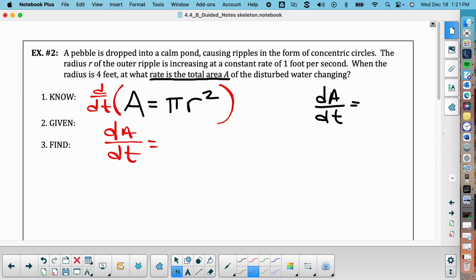Derivative of pi r squared. Who's going to help me with that? Oh, you can roll it a whole bunch of times if you just haven't backed up. 18, or you can make noise. You can make noise. Oh, yeah.